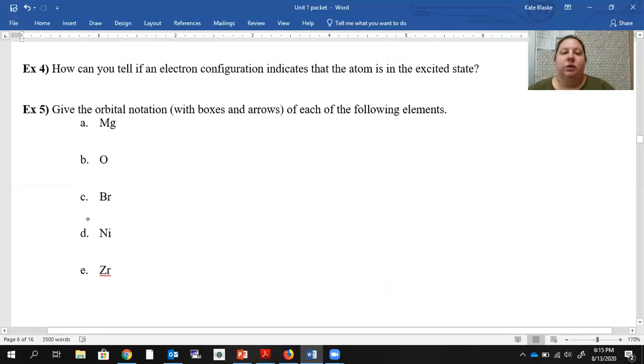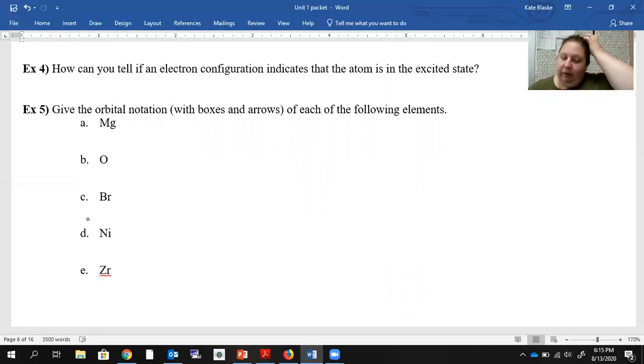When we talk about orbital notation, we're talking about drawing boxes to represent each one of those. And so for magnesium, we look at magnesium on the periodic table. It is in the 3s sublevel, that would be its valence electrons. So we draw one box for the 1s. It gets 2 electrons, 1 up, 1 down. We draw a box for the 2s, 1 up, 1 down.